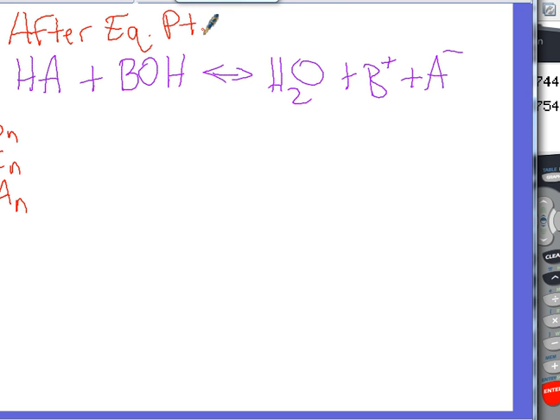Let's review for 2 seconds. How many moles did we start off with of HA? 10. In the previous video, the equivalence point, we had 10 and 10. Now it's time to go a step further. Let's go 10 and 15.